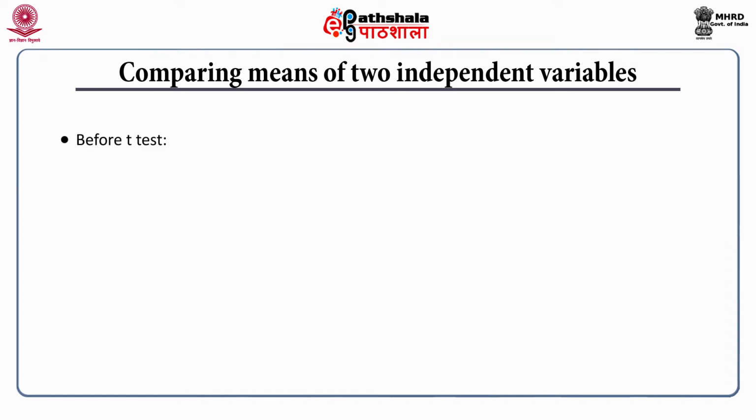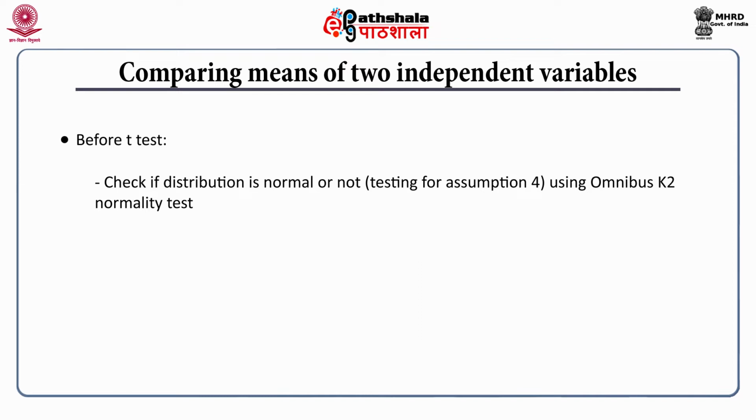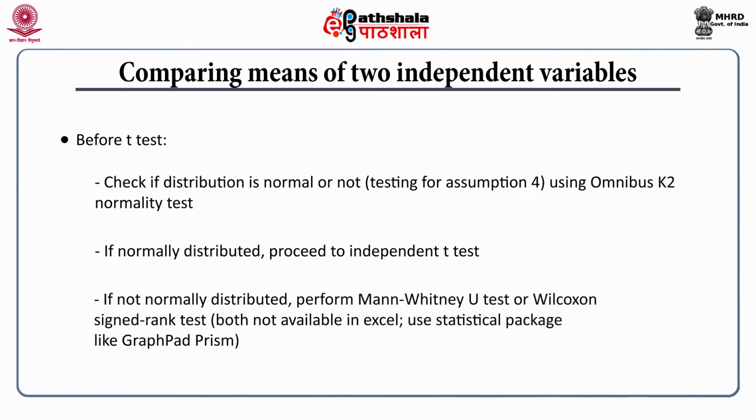Before the t-test, we have to check whether the distribution is normal or not. We can approximately do that by drawing a histogram or looking at the kurtosis and skewness. And if you want to be more rigorous and more formal, you can do the omnibus K2 normality test. If normally distributed, proceed to the independent t-test. If the distribution is not normal, you have to perform the Mann-Whitney U-test or Wilcoxon signed rank test. Both are non-parametric tests, and of course they're not available in Microsoft Excel, but you can use software like GraphPad Prism for this.